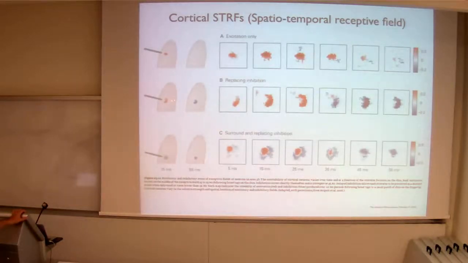But there are also neurons that have what we call replacing inhibition. You will stimulate them, they will be excited, but afterwards, if you try to stimulate them, they will be inhibited. And there's also surround inhibition or surround replacing inhibition. So first they will be excited, but then the inhibition will take over.